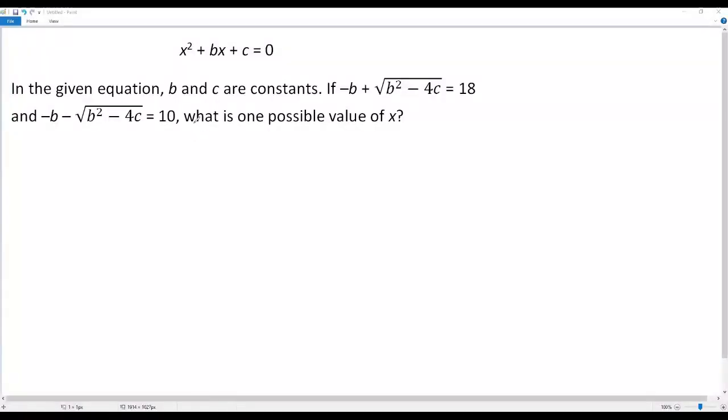Here we have a SAT math problem. Okay, let's go to the question. Here we have a quadratic equation, that is x squared + bx + c = 0. In the given equation, b and c are constants.